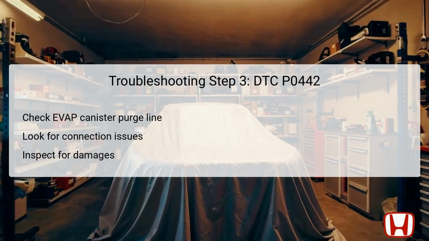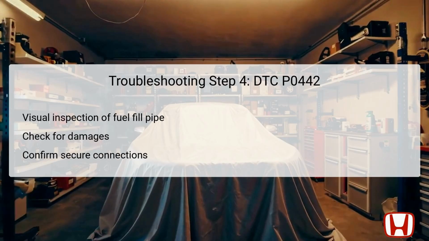Normal conditions dictate that there are no connection issues or damages found in the inspection, ensuring that the entire system is intact. Step 4 involves a visual inspection of the fuel fill pipe and the fuel tank vapor recirculation tube. This inspection is crucial because damage to these components can lead to significant leakages in the EVAP system.